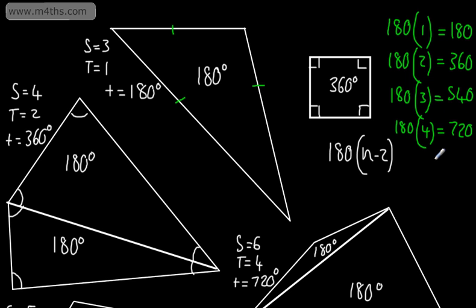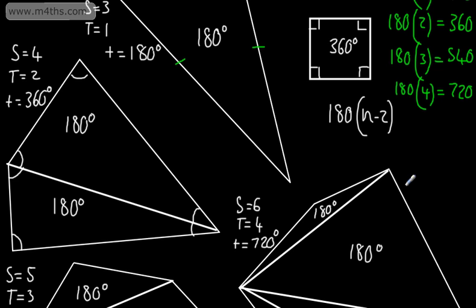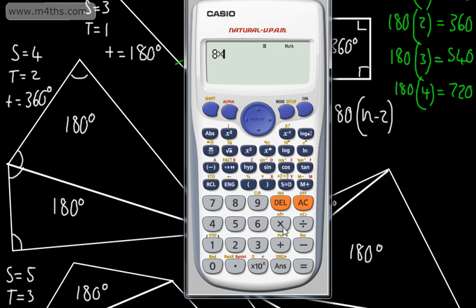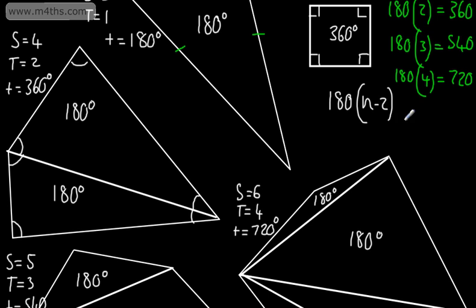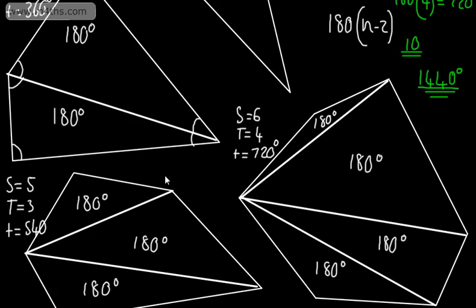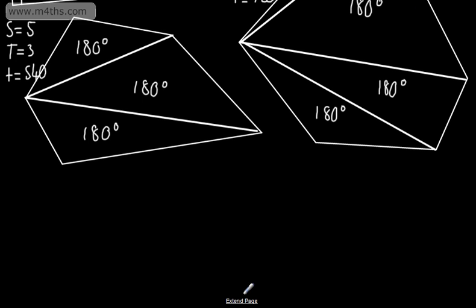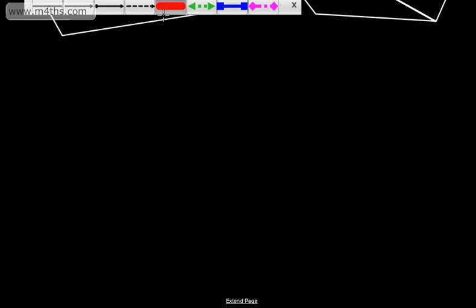So if we wanted, we could find one with 10 sides. For the sum of the interior angles, we'd simply do 10 minus 2, which is 8, and then we'd have 8 multiplied by 180, which will give 1460, I think. Let's just check that. 8 times 180. What have we got? 1440. So for a 10-sided shape, the sum of the interior angles will be 1440 degrees. So this holds true for any polygon. We're not yet looking at regular polygons, but of course this will work.